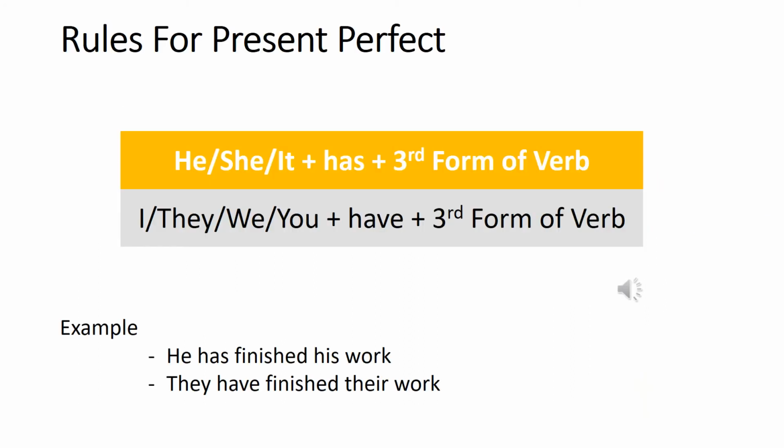The positive form for the present perfect tense, as we explained before, we will start the sentence with the subject, then verb to have, then past participle or third form of the verb. As it's clear here in this presentation, if our subject is he, she, or it, we will use has plus third form of the verb. But if we start with I, they, we, or you, we will use have, then third form of the verb. Look at these examples. He has finished his work. They have finished their work.